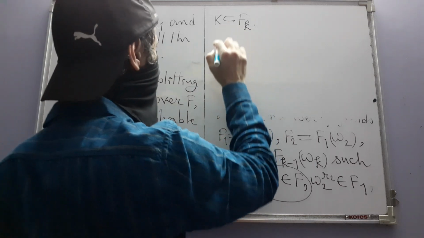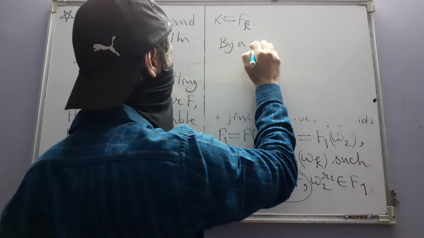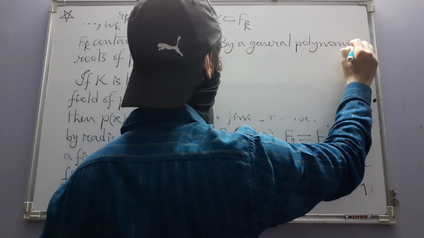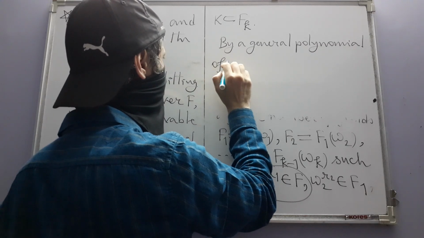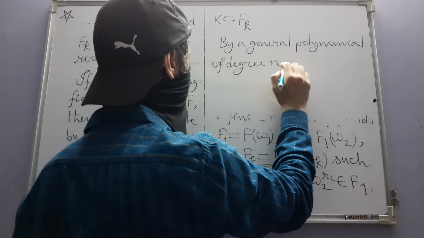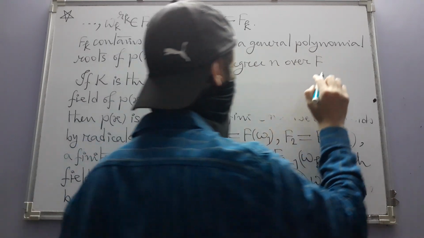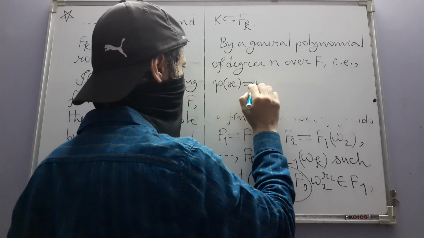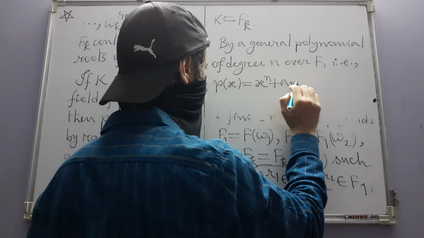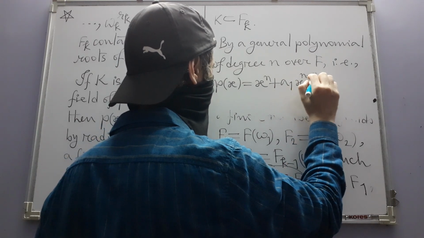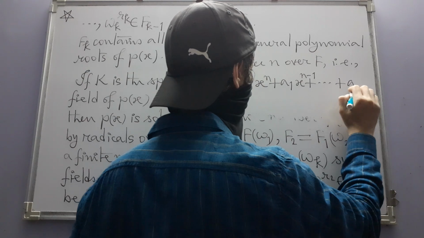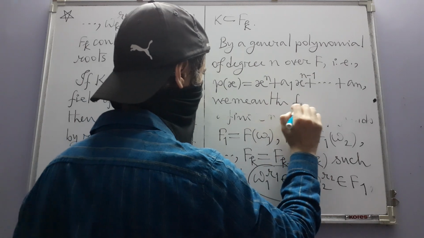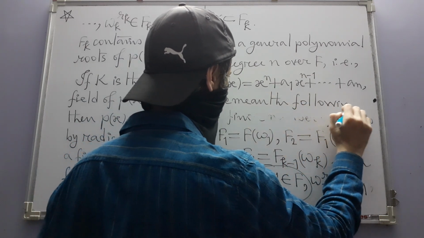Alright, next, by a general polynomial of degree n over F, i.e. P(x) equal to x^n plus a_1 x^(n-1), and so on up to a_n, we mean the following.